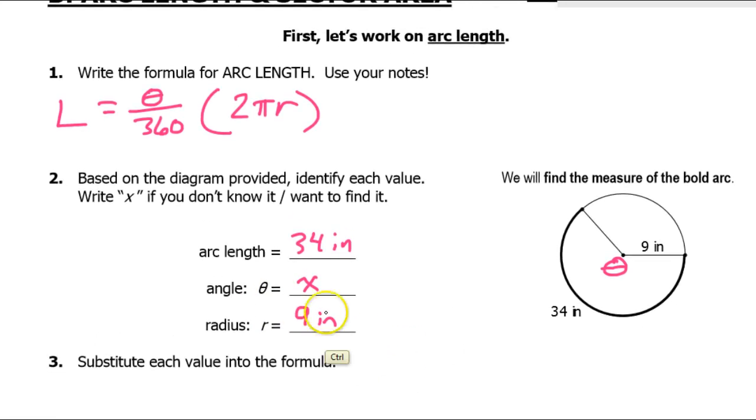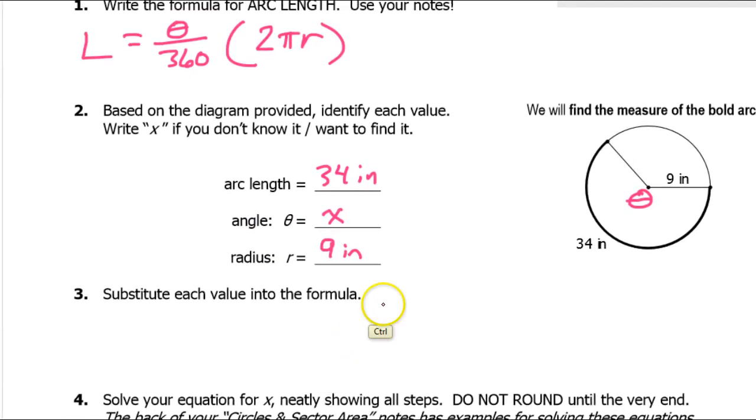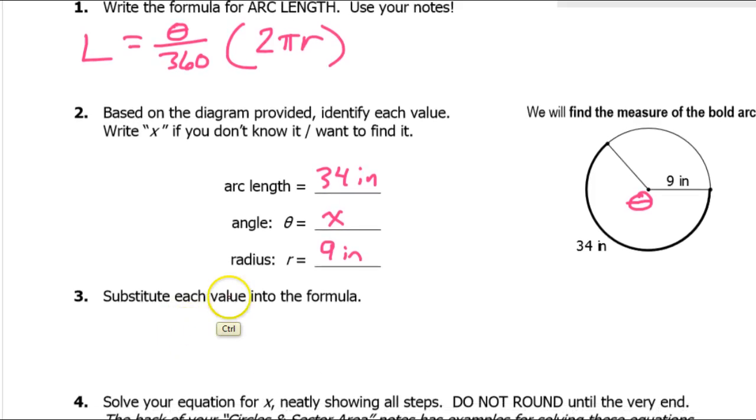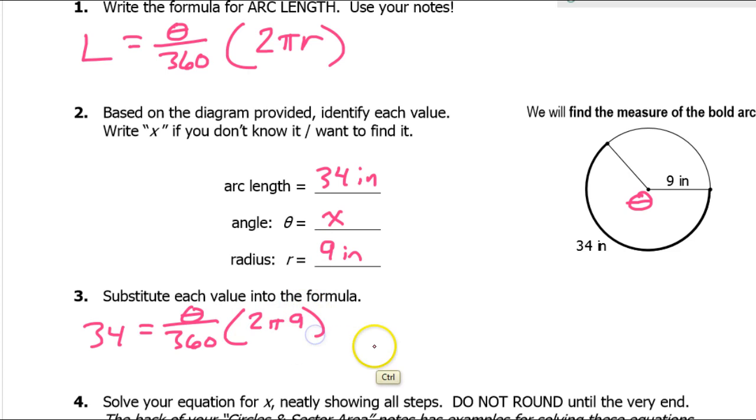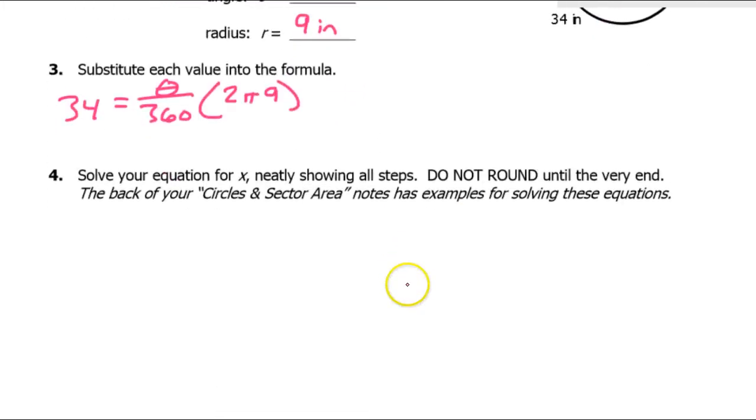So let's go ahead and find theta. Now I'm not going to put an X. I'm just going to leave it as theta. So look, we can find theta. That means we can substitute in the length, which is 34. Theta, we don't know. So I'm just going to put theta over 360. And then 2 pi r, 2 pi 9. And I want to solve this now.